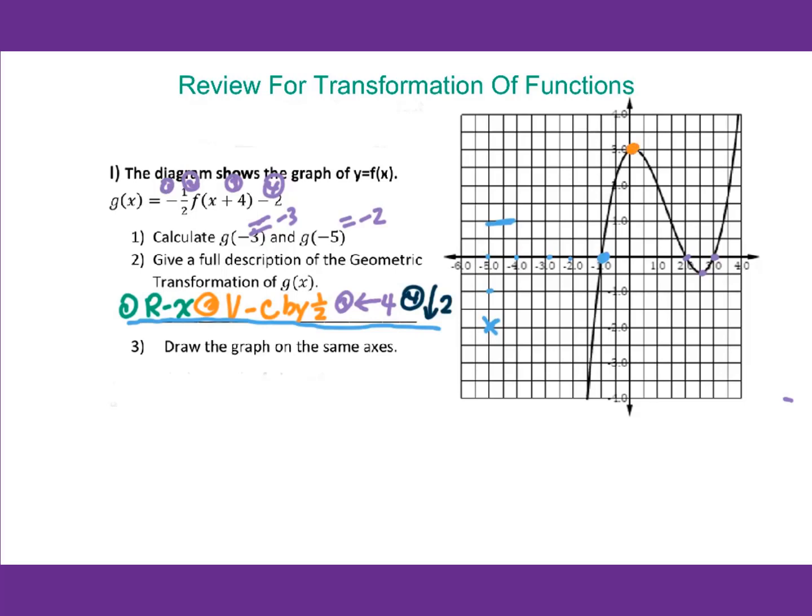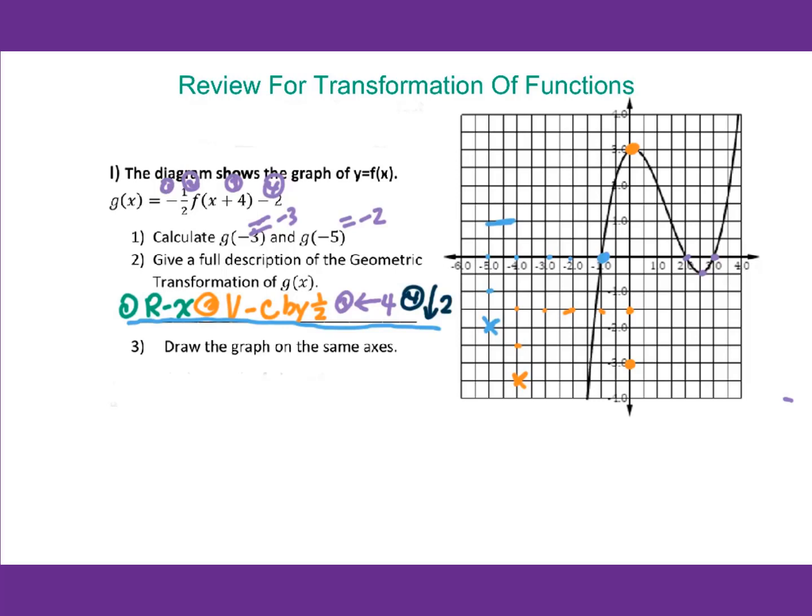Now let's go to this point. Reflect across x-axis, it is here. Then vertically compressed by 1/2. -3, you divide by 2, that's -1.5, it's here. Then from here, left 4: 1, 2, 3, and 4. Then go down 2: 1, 2, it's here.